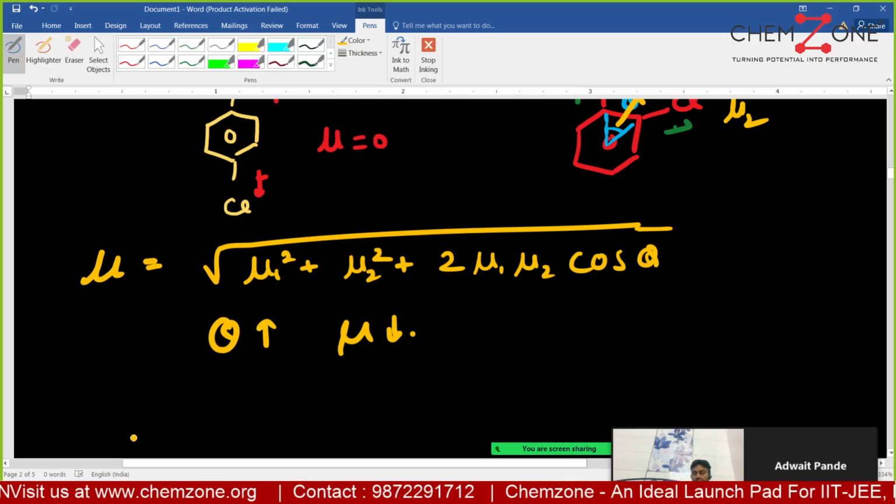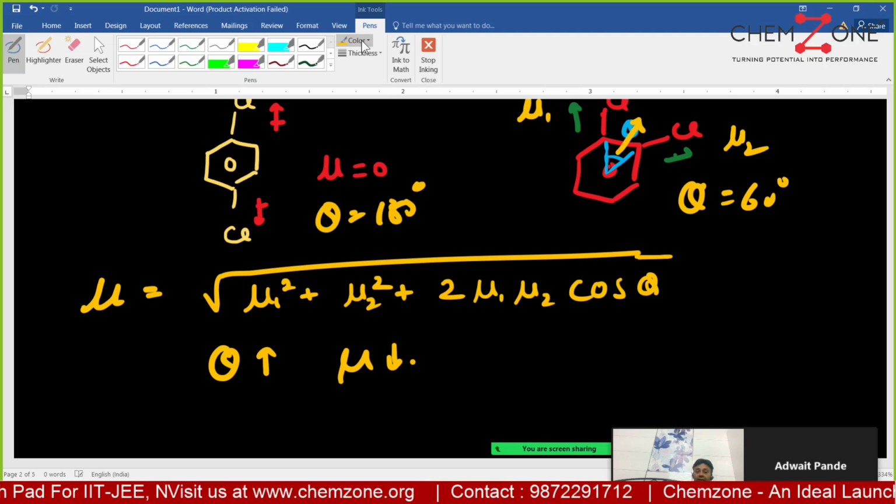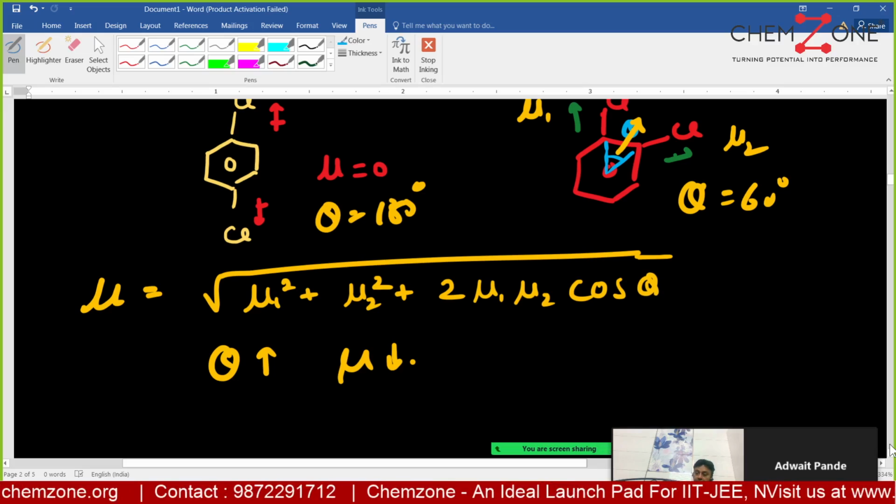So in case of this compound, here angle theta is equal to 60 degrees and here angle is equal to 180 degrees, right? Just opposite. The greater the theta value, the lesser the dipole moment. Understood?